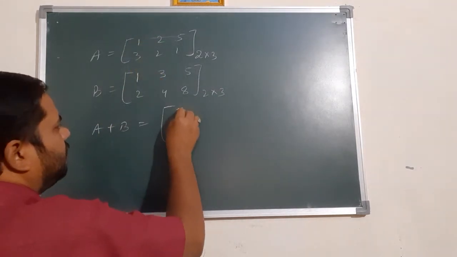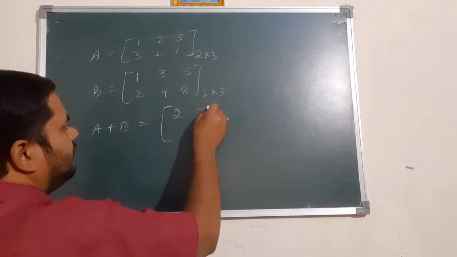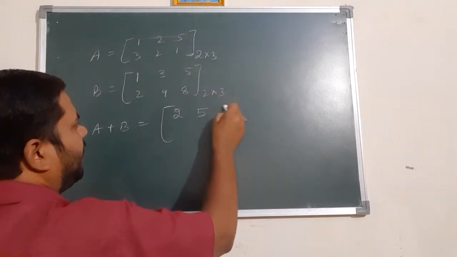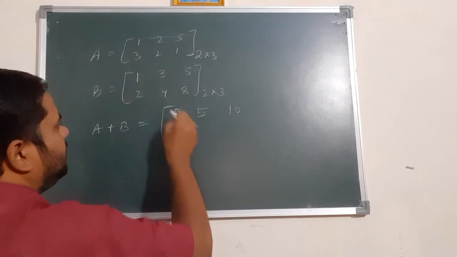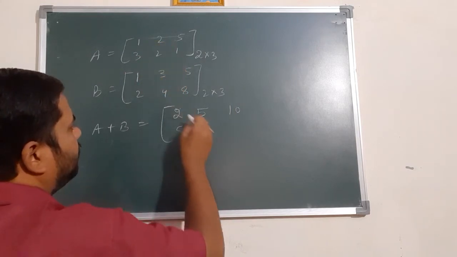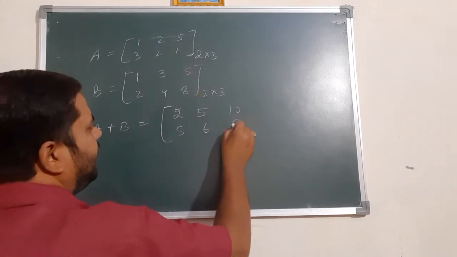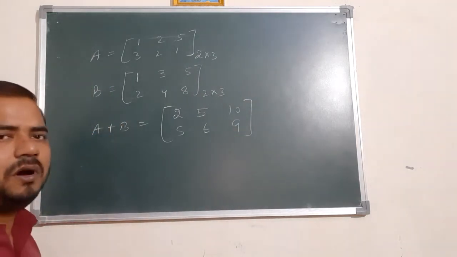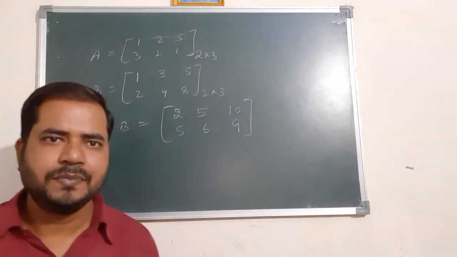A11 with B11: 1 plus 1 is 2, 2 plus 3 is 5, 5 plus 5 is 10; 3 plus 2 is 5, 2 plus 4 is 6, 1 plus 8 is 9. This is the addition of matrices. Okay, note it down.